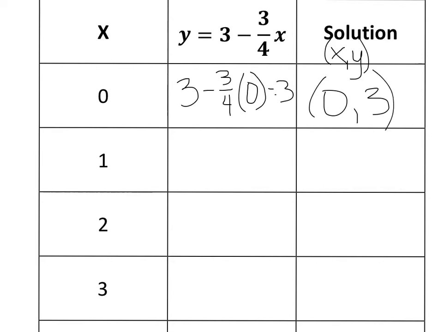Okay, let's do the same thing for 1. I have 3 minus 3/4 times 1. Okay, order of operations, do multiplication first. 3/4 times 1 gives me 3/4. I don't need to find out exactly what the answer is. Just tell me, is 3 minus 3/4 going to give me a whole number? No. Nope, that's all I care about, so I'm just going to write no.